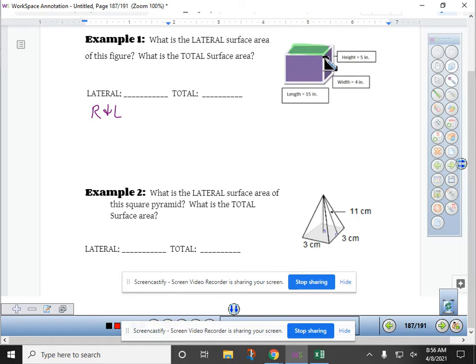So we are looking at just this rectangle right here. What are the dimensions of just this rectangle? 5 and 4. What's 5 times 4? 20. That is for the right side. But wait, there's more. You have to have the left side, which is, guess what? 20. So we're just going to multiply that times 2, and that gives us 40. So the area of the right and the left is 40.